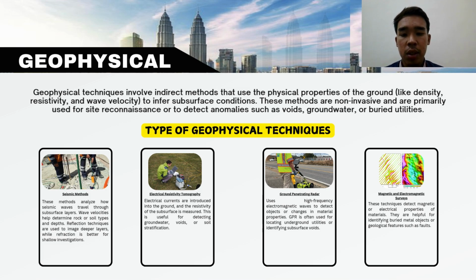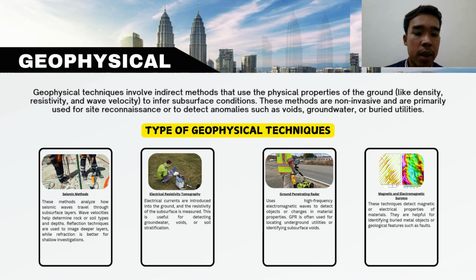Next is electrical resistivity tomography. Electrical currents are introduced into the ground and the resistivity of the subsurface is measured. This is useful for detecting groundwater, voids, or soil stratifications. Next is ground penetrating radar. Ground penetrating radar uses high frequency electromagnetic waves to detect objects or changes in material properties. GPR is often used for locating underground utilities or identifying subsurface voids.